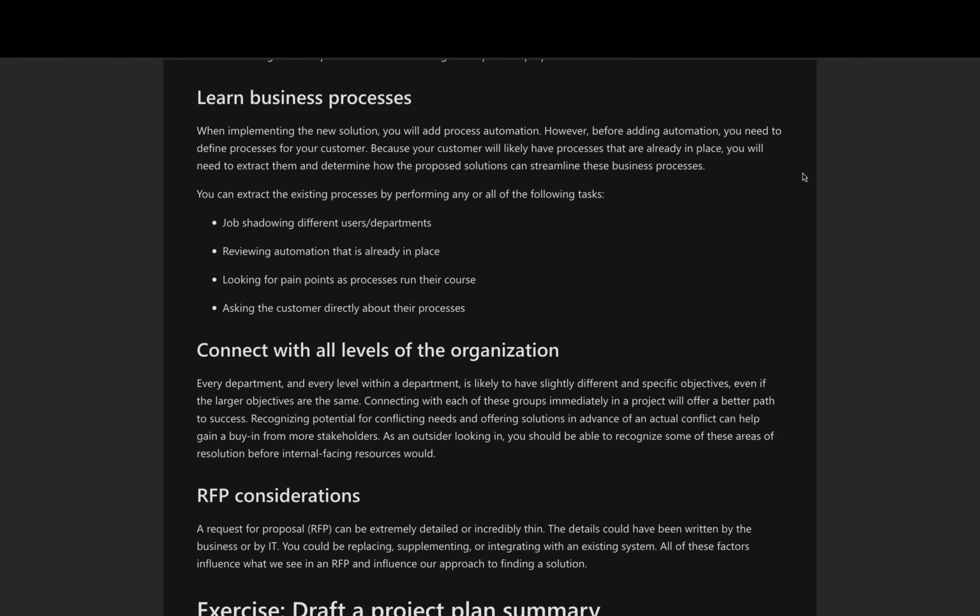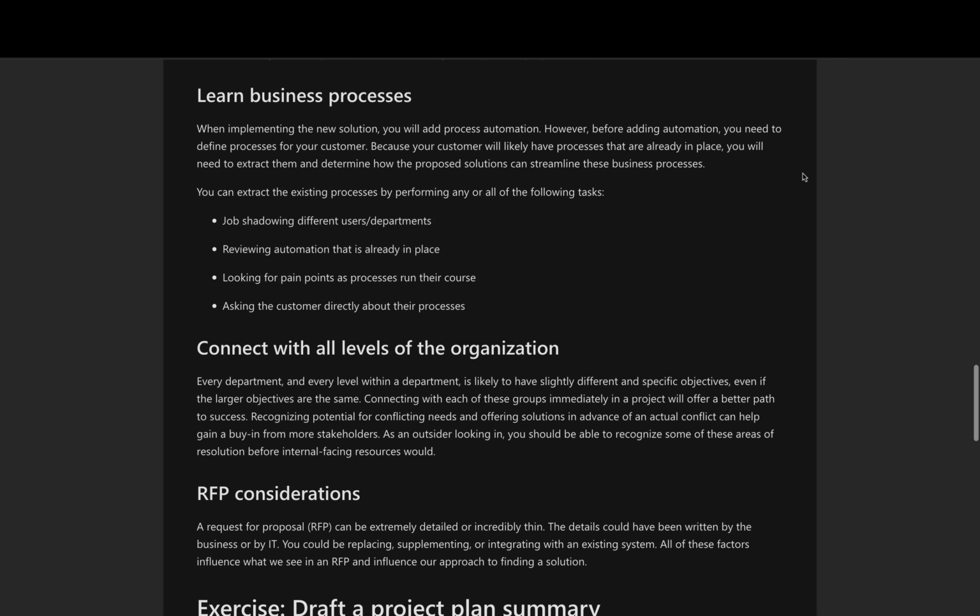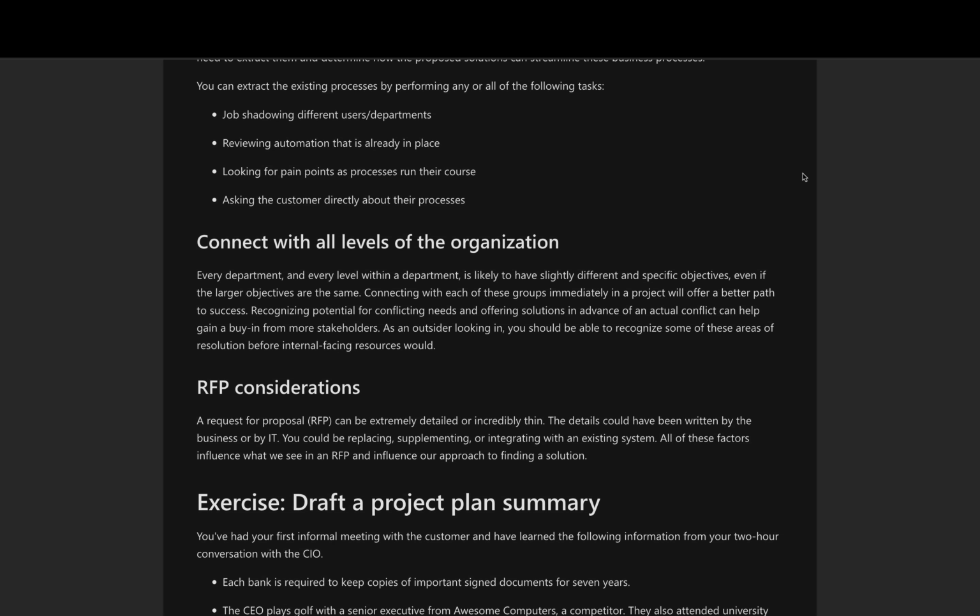Learn business processes. When implementing the new solution, you will add process automation. However, before adding automation, you need to define processes for your customer. Because your customer will likely have processes that are already in place, you will need to extract them and determine how the proposed solutions can streamline these business processes. You can extract the existing processes by performing any or all of the following tasks: job shadowing different users or departments, reviewing automation that is already in place, looking for pain points as processes run their course, asking the customer directly about their process.